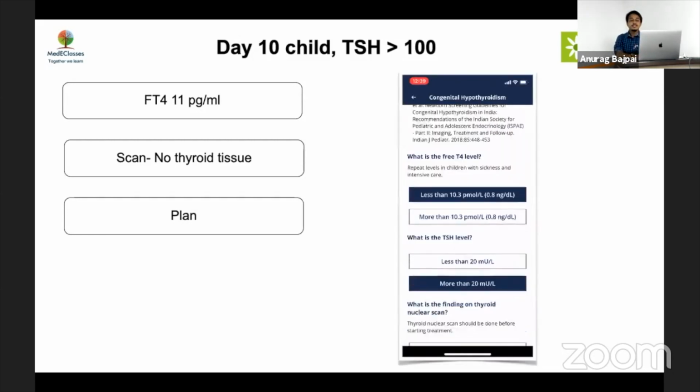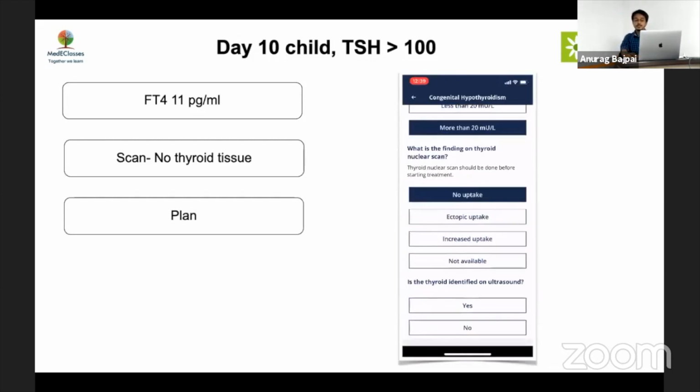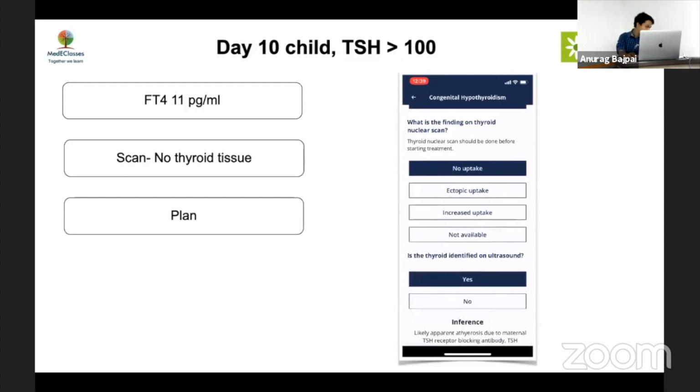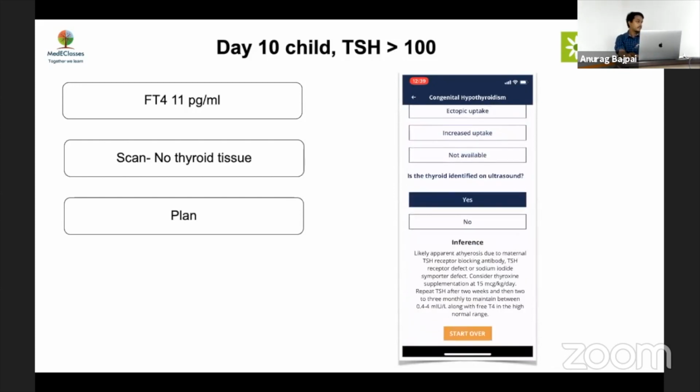So the app guides us to the diagnosis here as well. If the TSH is very high and your scan shows no uptake, that is not the end of the story. Yes. Because you can still have a eutopic thyroid wherein the scan is not picking it up because there is a TSH receptor blocking antibody, a sodium iodide importer defect, or a TSH receptor defect. This is what is known as apparent athyreosis.